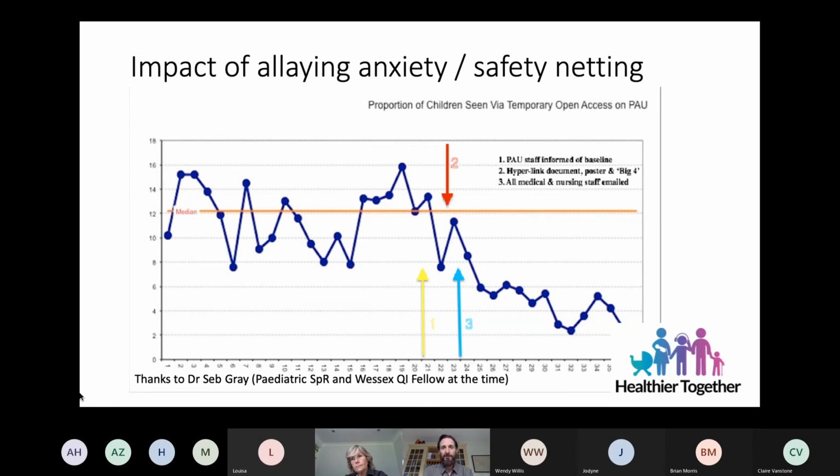And what they did is they did some systematic education of the staff on the new safety netting sheet, using the materials from Healthy Together, and really pushed doing that for every discharge.